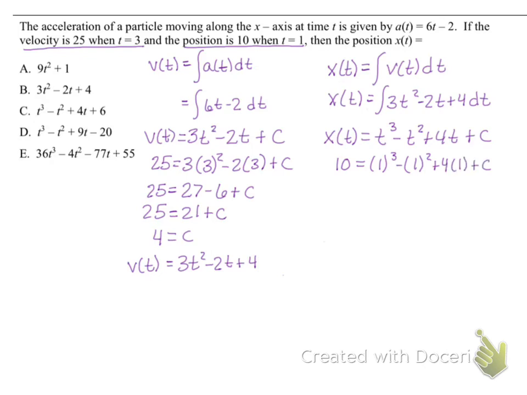Okay? So 10 is going to equal, let's see, 1 minus 1 plus 4 plus c. Okay? So those will cancel, subtract 4, 6 should equal c, which means that x of t is equal to t cubed minus t squared plus 4t plus 6, okay, which ends up being c.